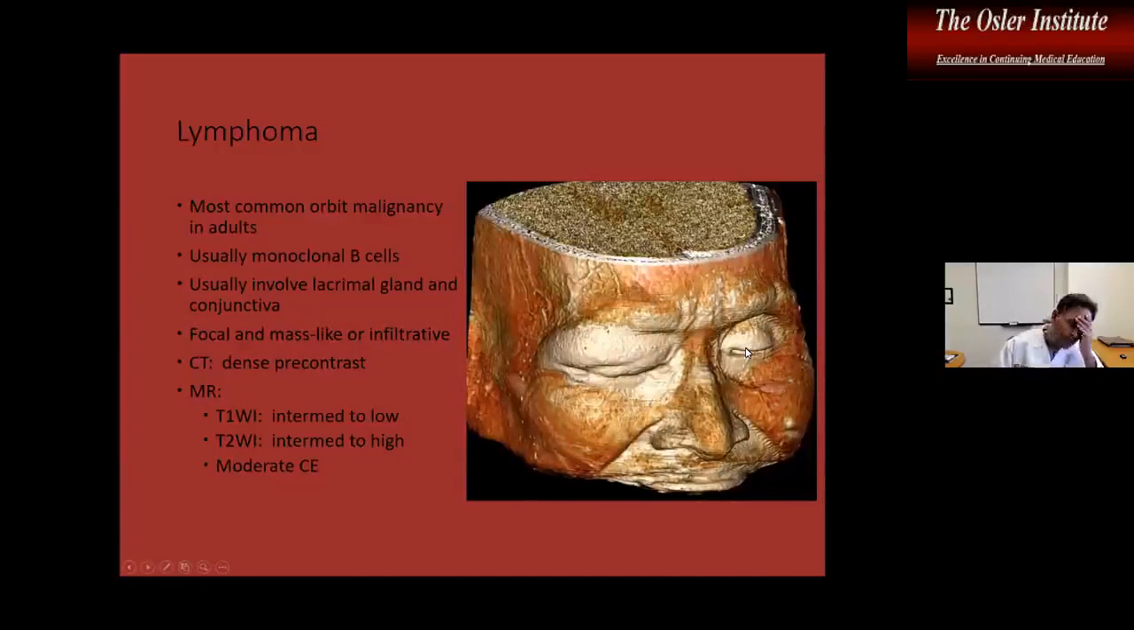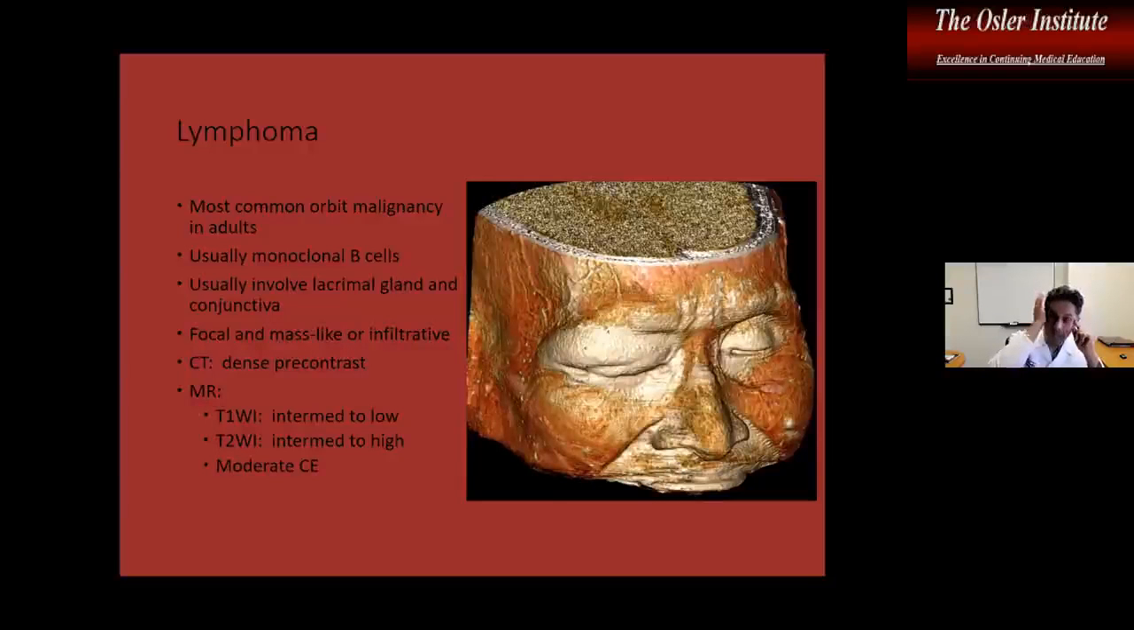All right, so lymphoma. Lymphoma is the most common orbital malignancy in adults. I mean, it's very common. Whenever we see a tumor in the orbit, we always have to, unless it's rapidly progressing or there's a lot of inflammation and it's causing the eye to shift, that can mean it's some other sort of tumor. But we always think lymphoma first in any tumor that's not causing a lot of symptoms, and it's sort of molding and diffuse. So it's usually monoclonal B cells.